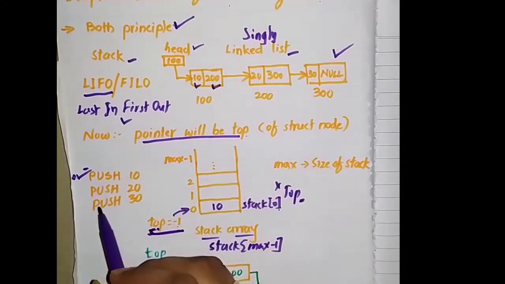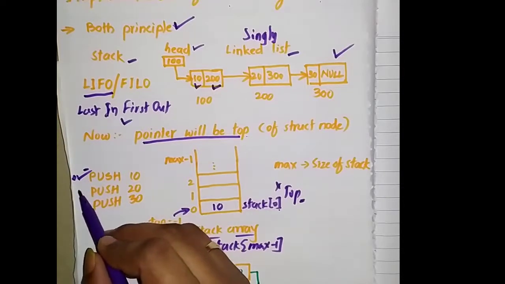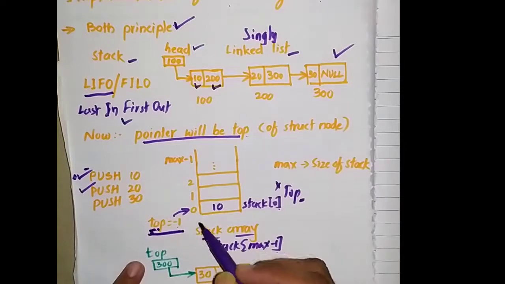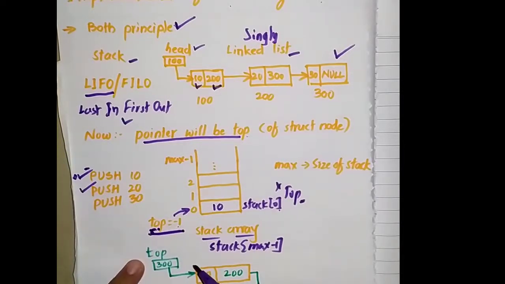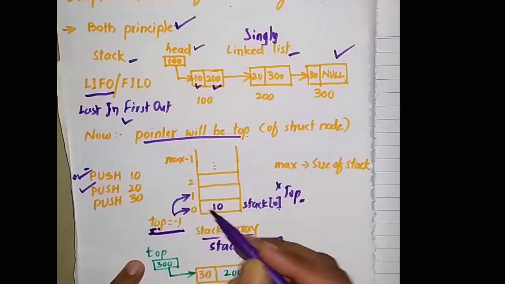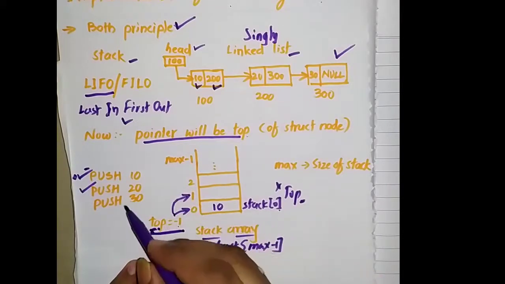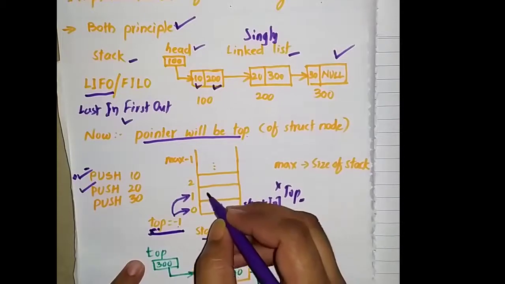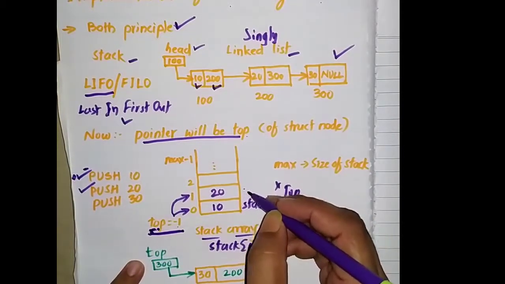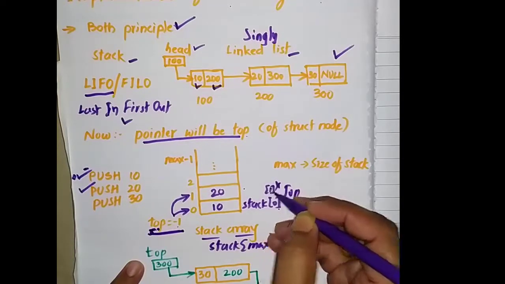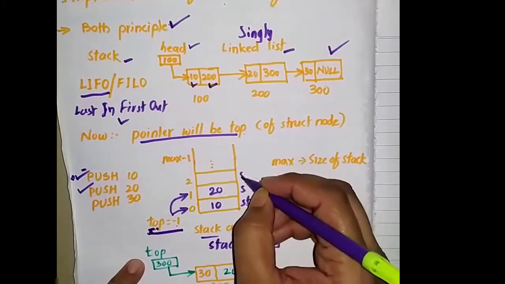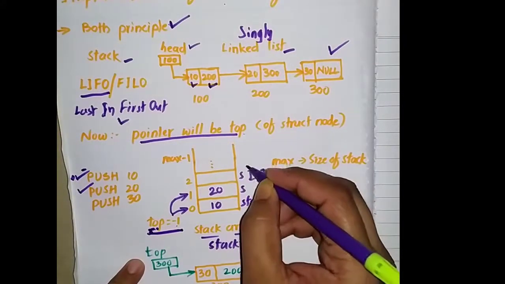Similarly, next if I want to push once again, there is one more push instruction with 20. So what is the set of instructions that will be executed? The top will be incremented first, so it will be pointing to the next location, and then whatever data is there will be pushed onto the stack. So here it will be 20, and this is stack location 1. This is stack location 1, and here it is stack location 2, and so on.